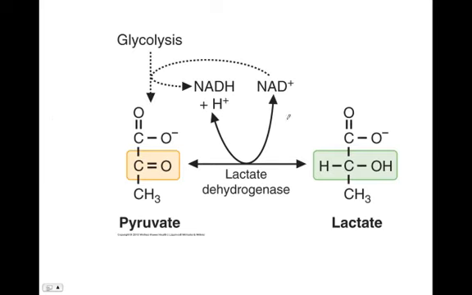So here you see this reaction of anaerobic glycolysis where the production of pyruvate results in the generation of lactate, where pyruvate is reduced to lactate and NADH generated from glycolysis can be oxidized to NAD+. This reaction by lactate dehydrogenase is reversible.